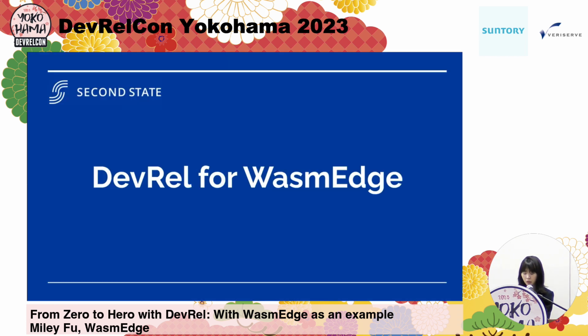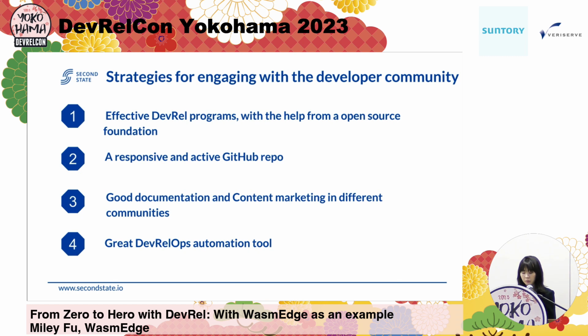Let me move on to the next slide. I will mainly talk about the four perspectives of how we grow our developer community. The first one is a very good DevRel program. The second one is to maintain our GitHub. The third is documentation and content marketing. And the fourth, as you guys see on your desk, is the DevRel Ops automation tool, which I'm going to share with you guys.